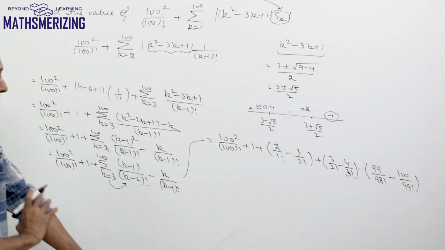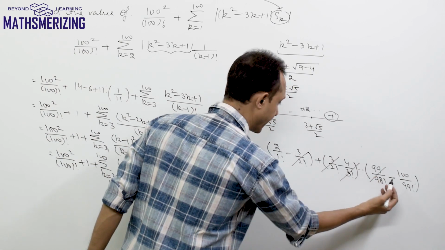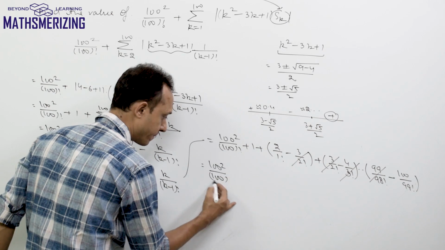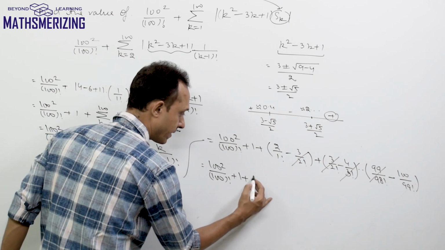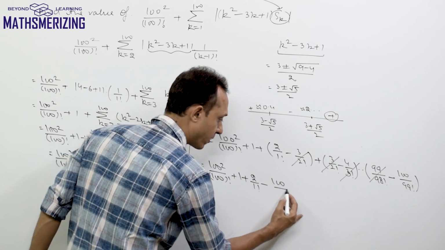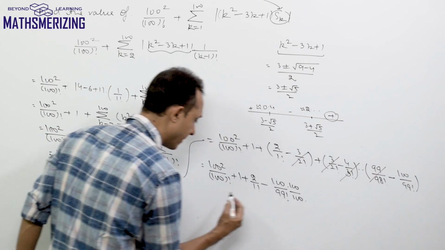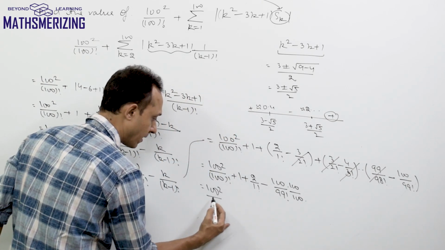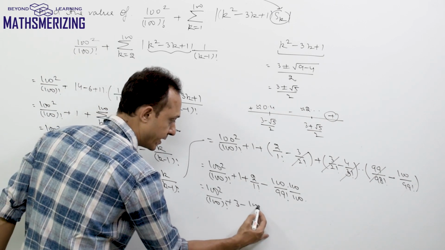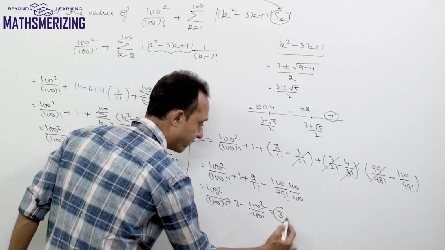factorial 99. Now if I add them, these terms will get cancelled. So what I'm left with is 100 square upon factorial 100 plus 1, and this is 2 upon factorial 1 and minus 100 upon factorial 99. So what I'll do is I'll multiply it by 100 and divide by 100. So I can write it as 100 square upon factorial 100 plus 3 and minus 100 square upon factorial 100, which will get cancelled. So the answer to this question simply will be 3.